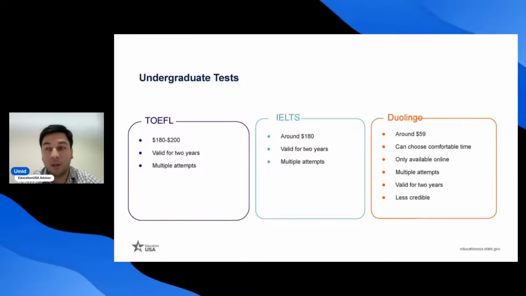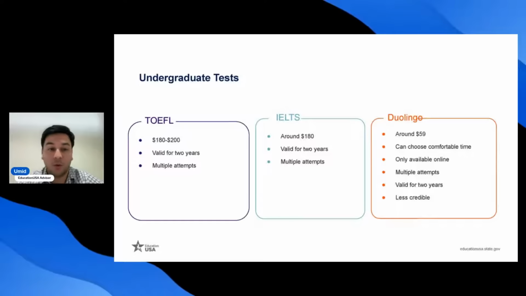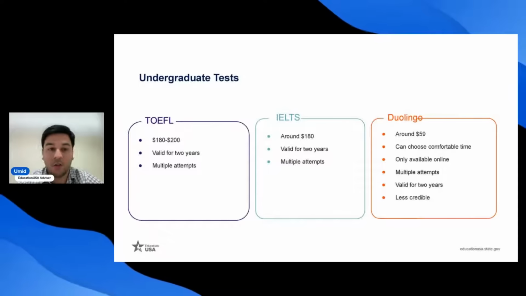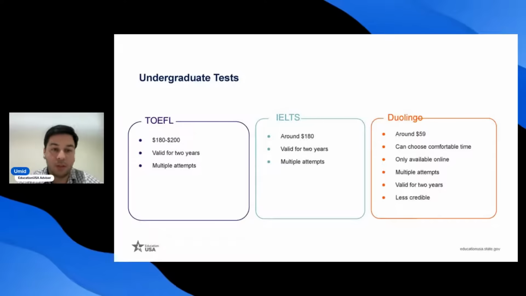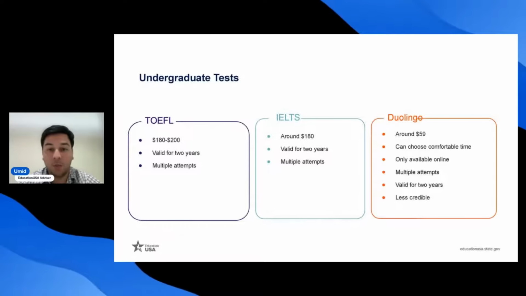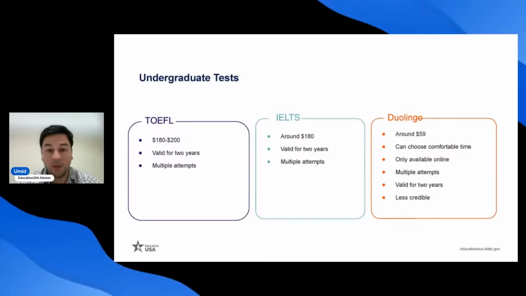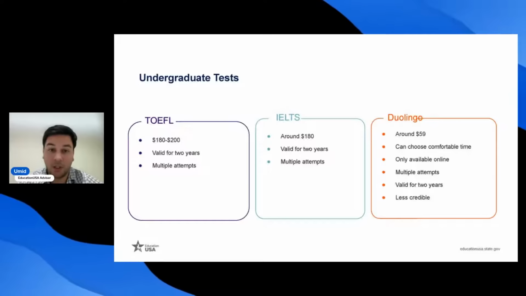Okay, and there are also language tests, which are TOEFL, IELTS, and Duolingo. The prices on them vary in each country. For TOEFL, you pay starting from $180 to $200. For IELTS, you pay around $180, depending on the currency. And for Duolingo, you pay only $59. Both TOEFL and IELTS are valid for 2 years, as well as Duolingo, and you can have multiple attempts in all of these examinations.